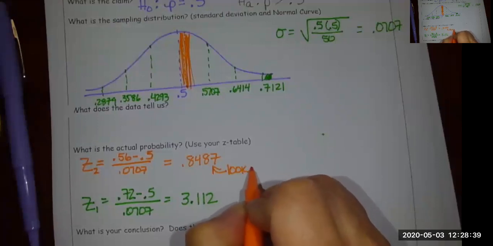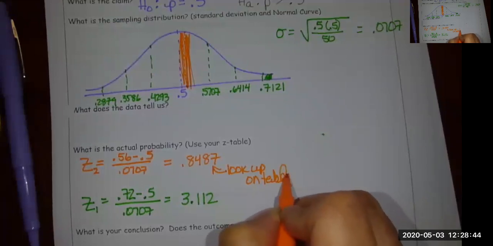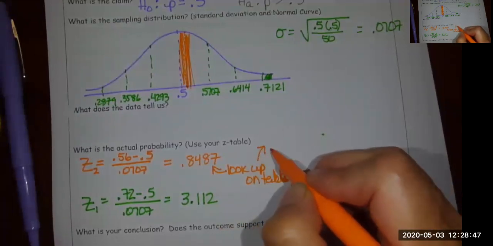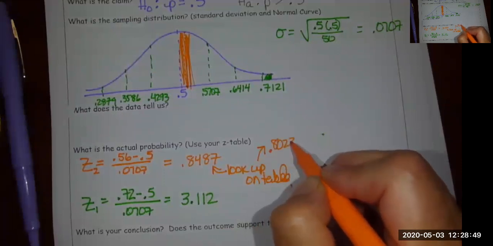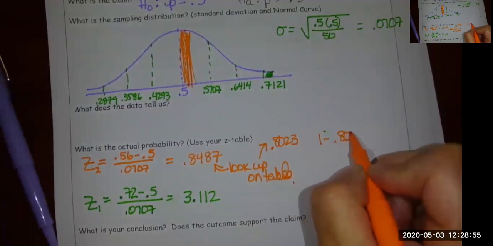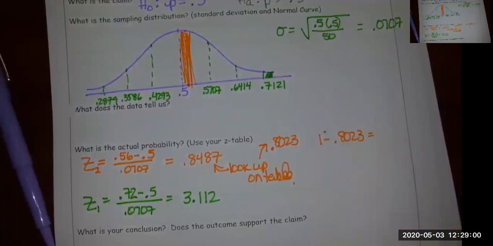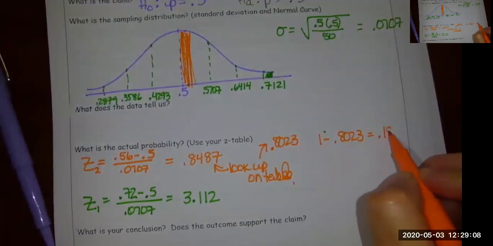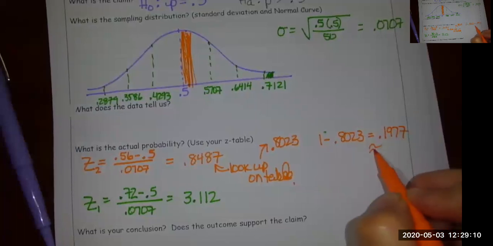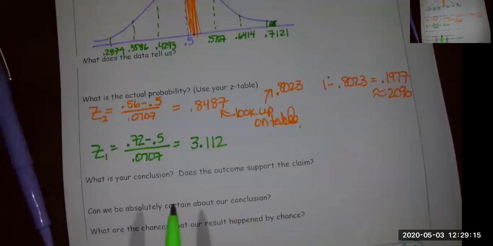Look up on the table. If you look it up on the table, it's 0.8023, and y'all know how to do that. So we take 1 minus 0.8023, which equals 0.1977. So roughly 20%.